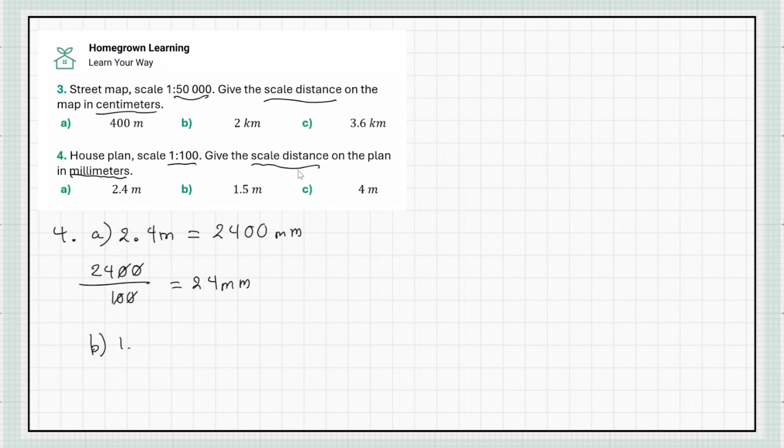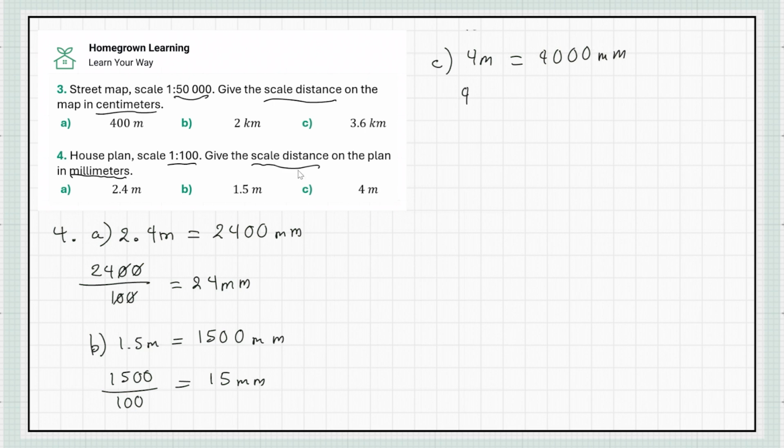For B, we have 1.5 meters, which is equal to 1,500 millimeters. Now, all we need to do is divide this by 100. And that will be equal to 15 millimeters. Finally, C, we have 4 meters, which will be equal to 4,000 millimeters. And 4,000 divided by our scale factor of 100 will just be equal to 40 millimeters.